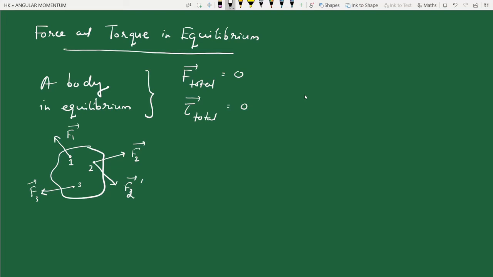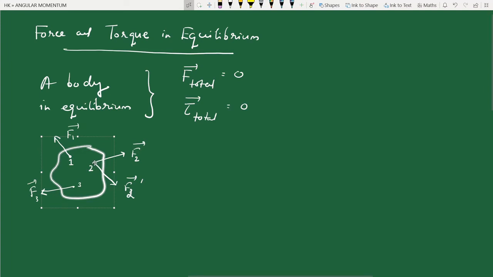If this body is in equilibrium, total force acting on the body must be 0. That is, the vector sum of F1, F2, F2 prime, F3 should be 0. Total force should be 0, and total torque about any point in the body should be 0. So we are free to calculate the torque due to all these forces, and we can choose any point as the origin. Not necessarily these 3 points, but any point in the body as the origin. But the convenient choice is this point 2.